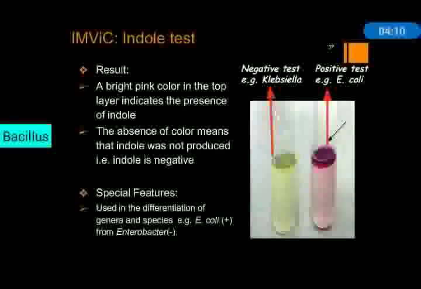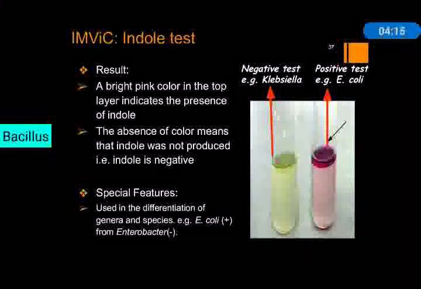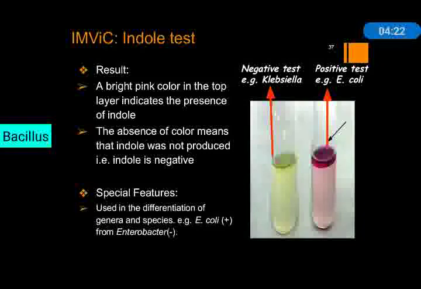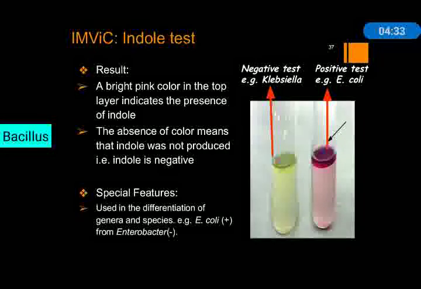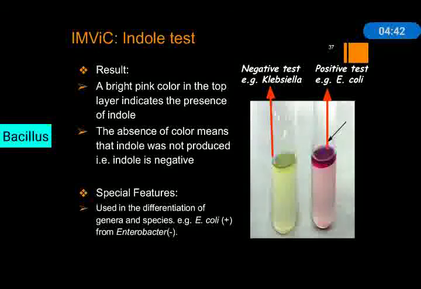Results. A bright pink color in the top layer indicates the presence of indole. When indole is present in the medium and Kovac's reagent is added, you can see the pink color ring, and the absence of color means that indole was not produced. It's an indole negative test. Usually the indole positive test is seen in E. coli, and Enterobacter gives a negative test.